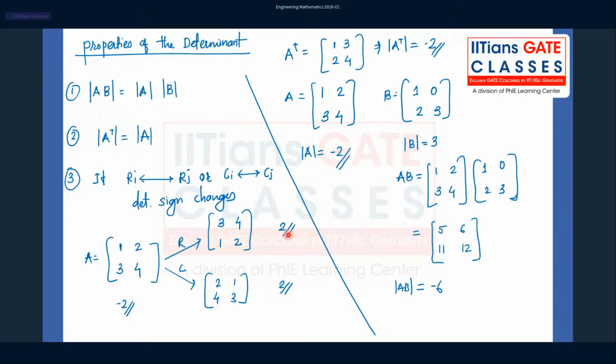So interchanging the rows changes the sign of the determinant. It was minus 2, it became plus 2. Similarly, interchange the columns. 1, 3 becomes the second column, 2, 4 becomes the first column. Calculate the determinant, it is 2, since 6 minus 4 is 2. So by interchanging the rows or columns, the sign of the determinant changes. Very important point.